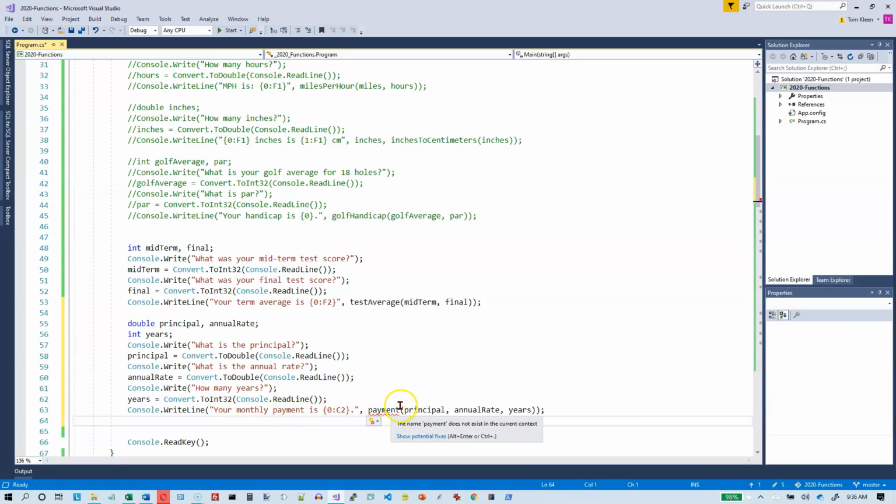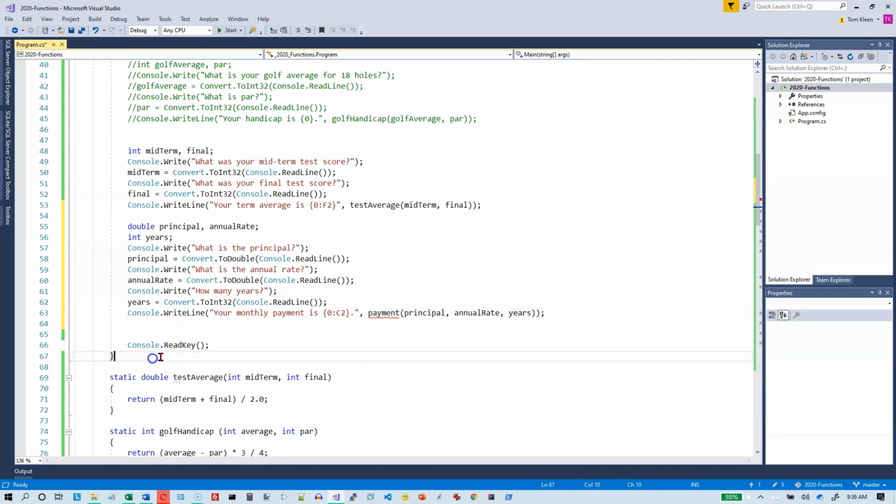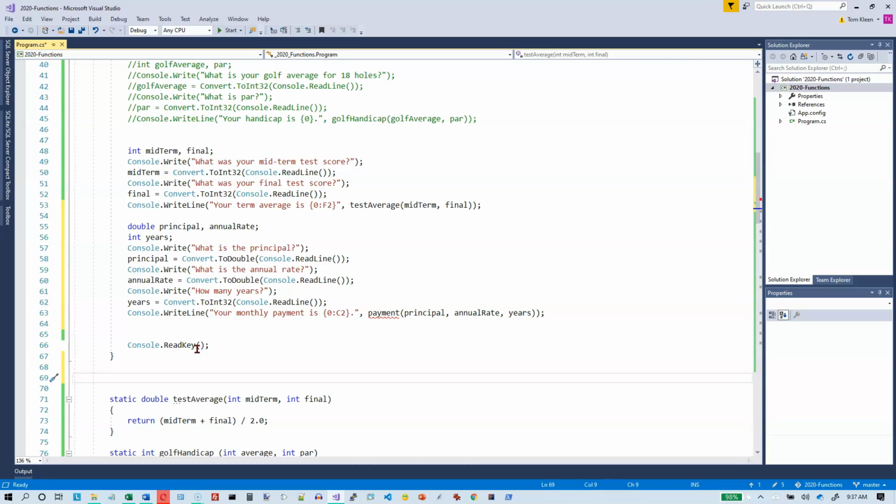We're going to write a function called payment. It's going to accept the 3 things you need to compute the payment: the principal, the annual rate, and the number of years that the money is going to be repaid over. So it's going to return a double. Name of it is payment.